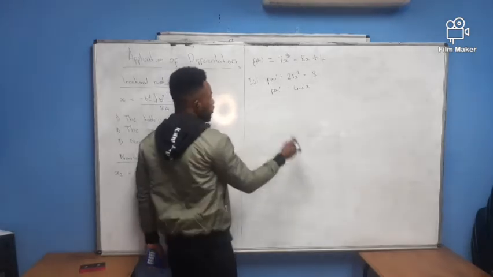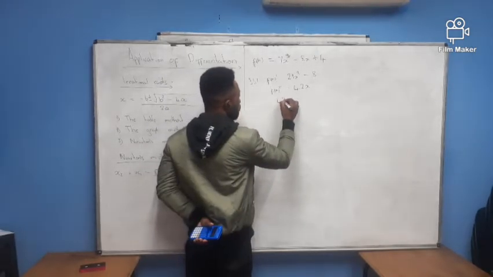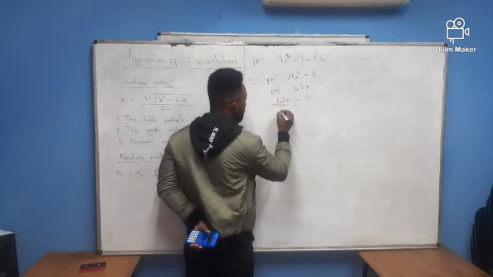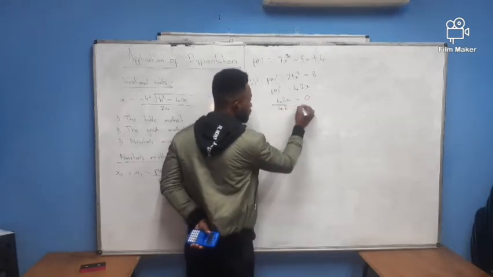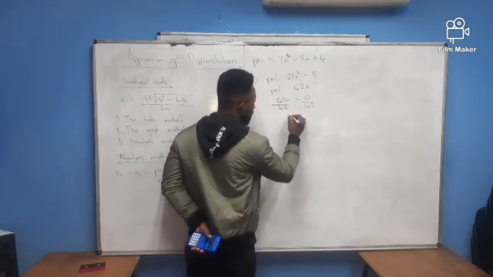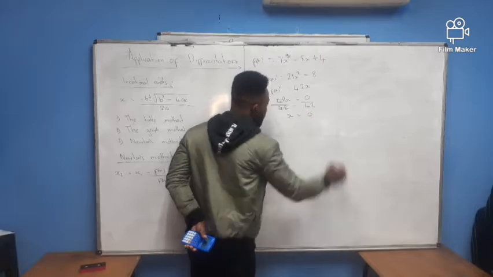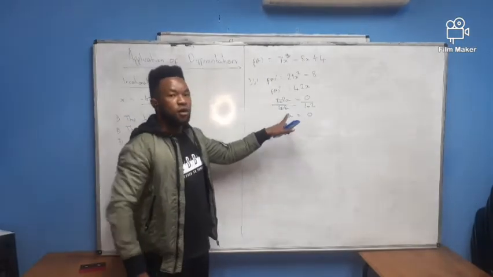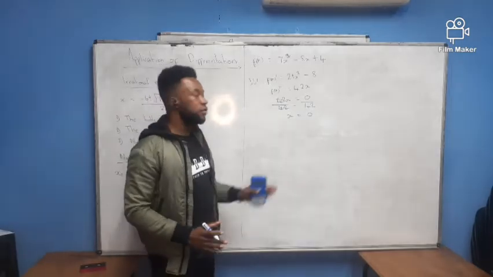And I said you are going to equate this to 0. So 42x is equal to 0, and then you find your value of x. I divide by 42, this one cancels this one, and now I'm going to have x is equal to 0. So now I have the value of x. And remember, when you're drawing your graph, you need the value of x.